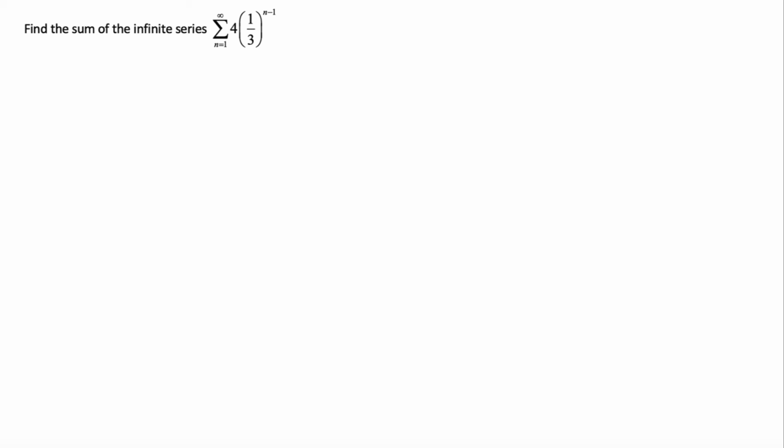All right, here we want to find the sum of this infinite series, the sum as n goes from 1 to infinity of 4 times 1/3 to the n minus 1 power. So as an infinite series, the key is we see that the index starts at 1, but then it goes all the way to infinity.